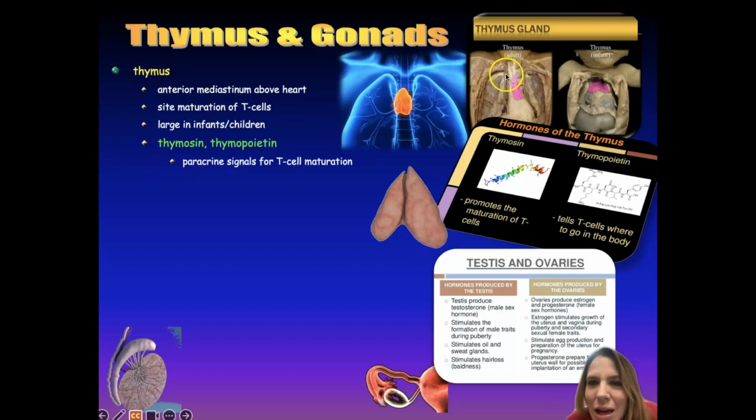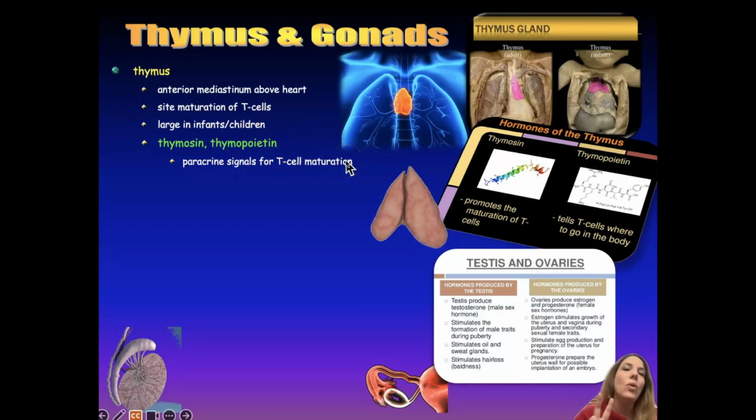You can see here in this infant, there's the thymus gland right over the heart. And here it is, another view of it, and another view of it. So overall, the thymus gland is the site of maturation of T cells, which are involved with our immunity. And what's kind of neat here is that the hormones produced by the thymus gland are paracrine signals. So they're targeting nearby cells for these T cells to be matured.